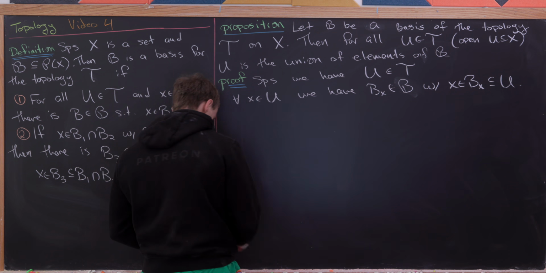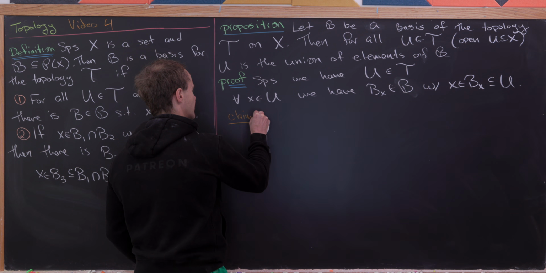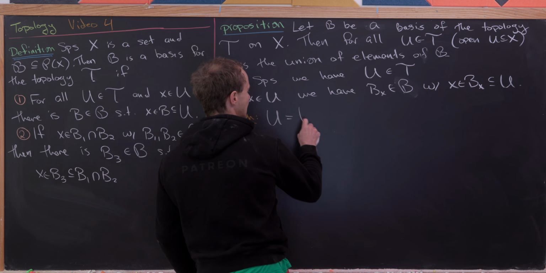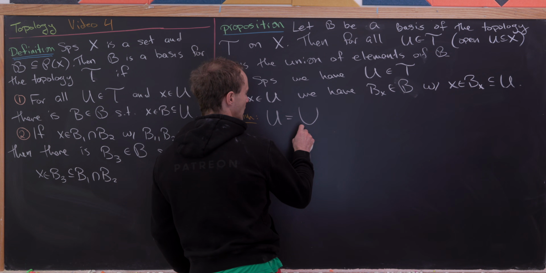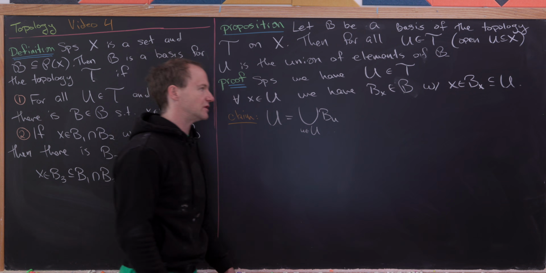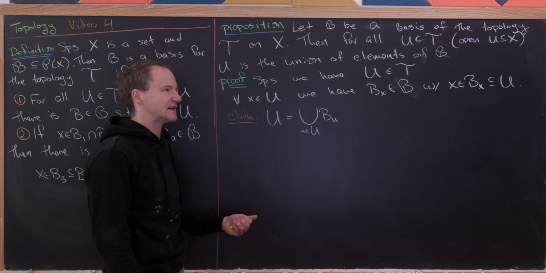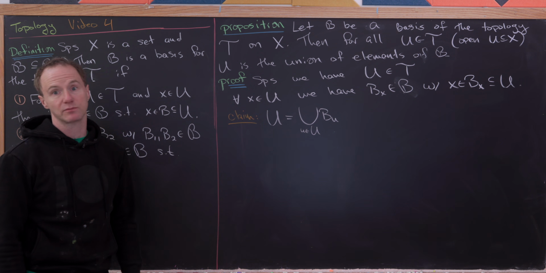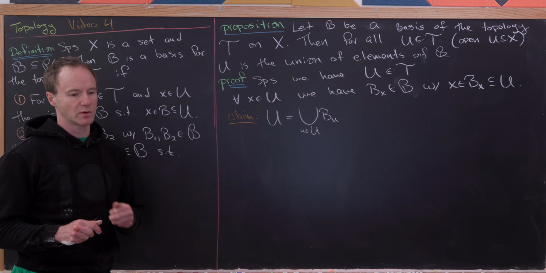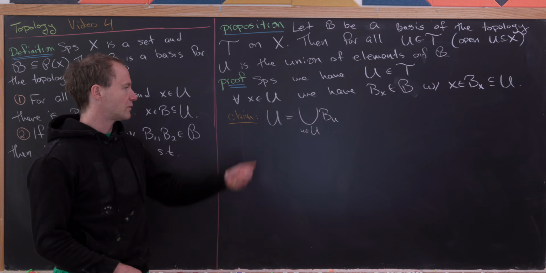And now we're going to make the following claim, which is going to essentially finish this whole thing off. And that is that U can be written as the union over all little u in U of this B_u, where B_u is a choice of one of these basis sets that contains the point u. And so we might be using the axiom of choice here, but we're not going to worry about that so much. Okay, so how can we prove this?